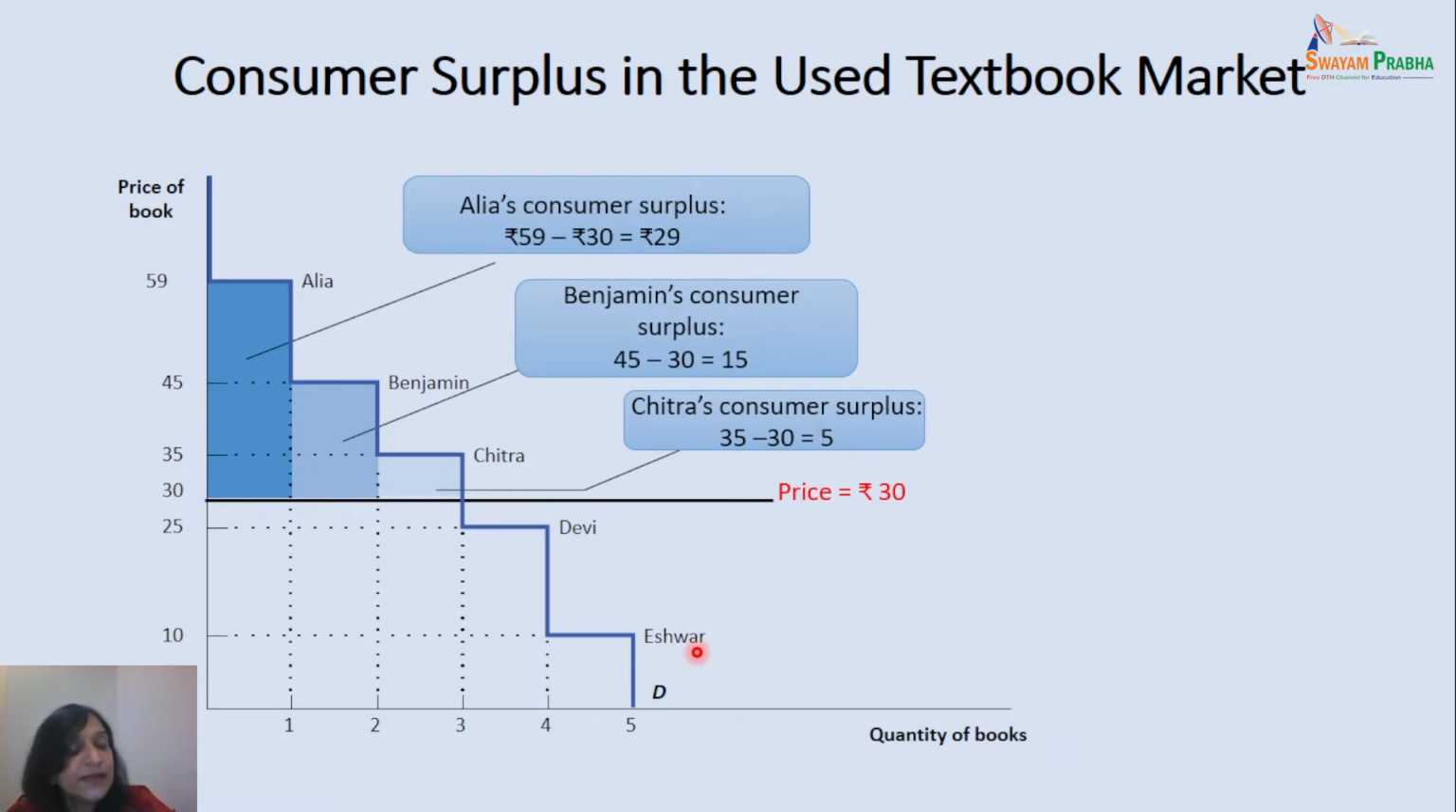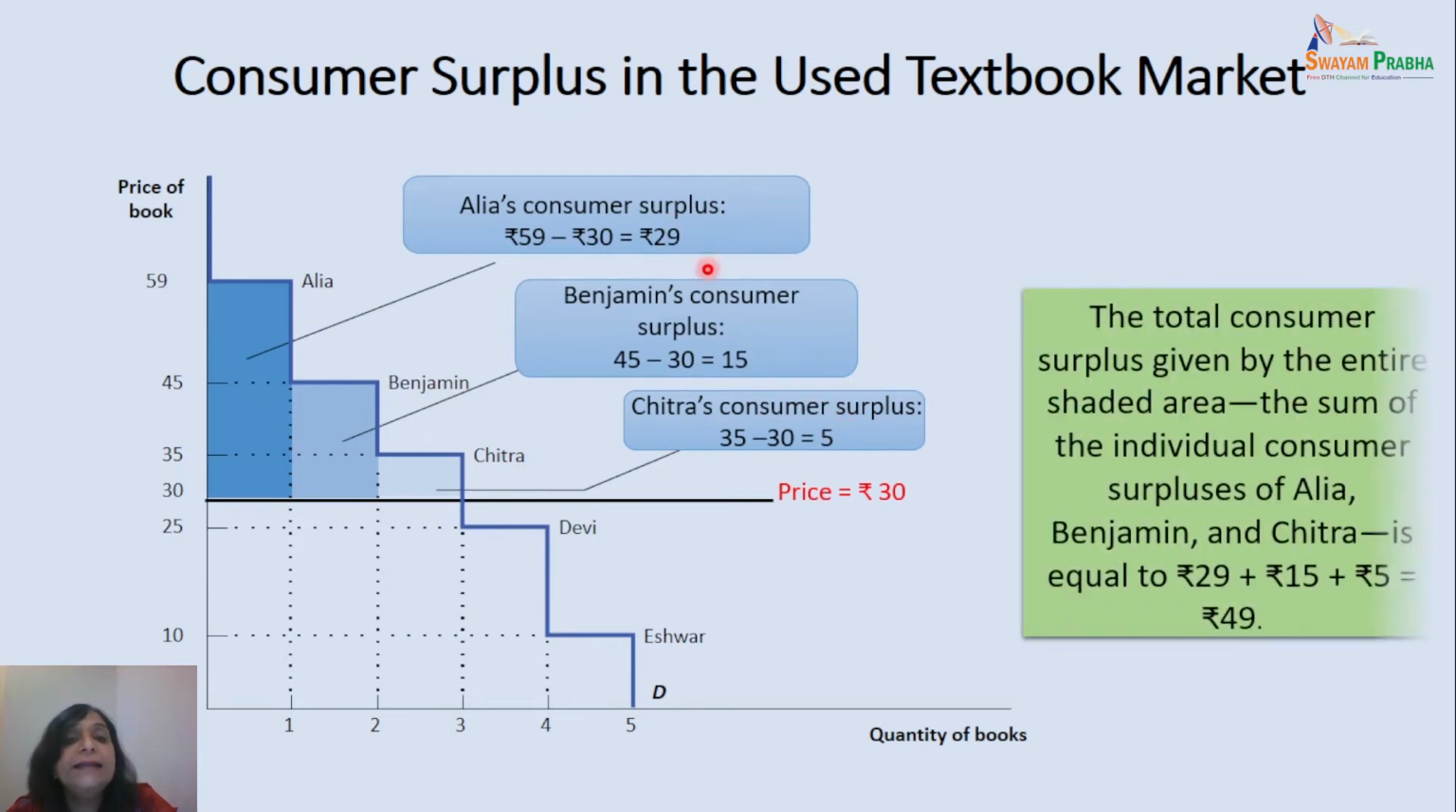Learners, do you notice something here? Devi and Ishwar will not be buying this textbook. Why? Because they had indicated their willingness to pay as 25 and 10 rupees respectively, whereas the market price of this textbook was 30. So their willingness to pay was lesser compared to the actual market price, so they will probably not be buying this textbook. So we have calculated three individual surpluses.